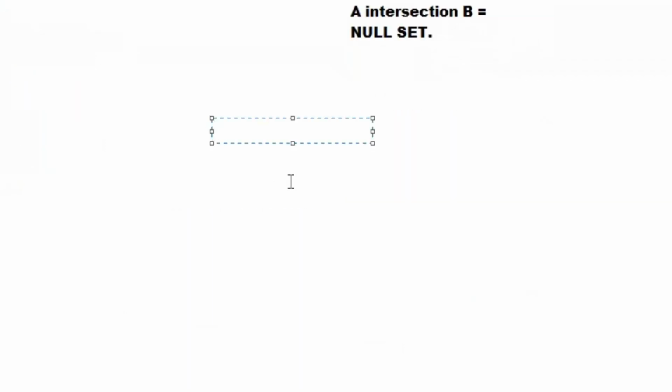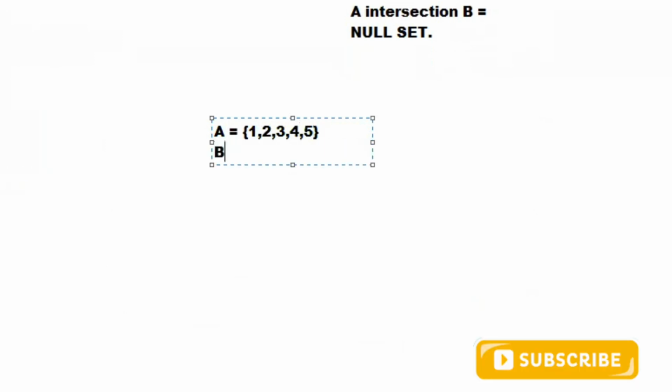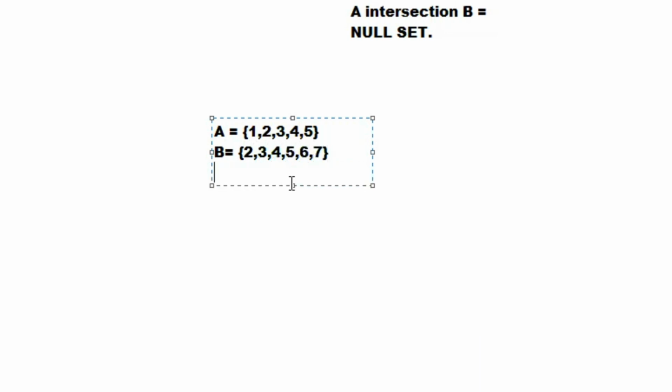Okay, we have a set A equal to {1, 2, 3, 4, 5} and B equal to {2, 3, 4, 5, 6, 7}. So A difference B will be equal to... okay, we will not write the common elements in the final set.